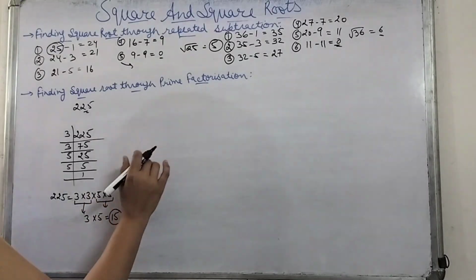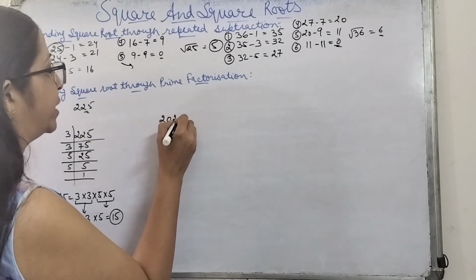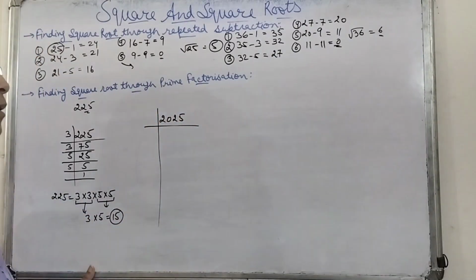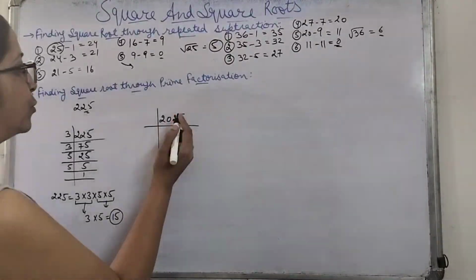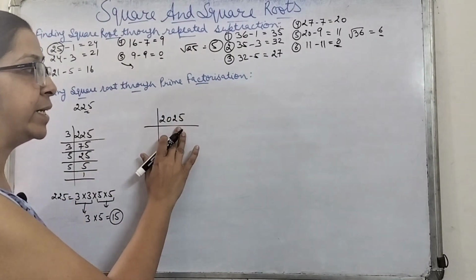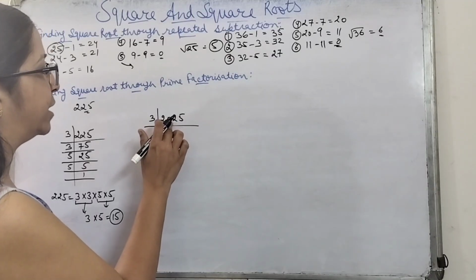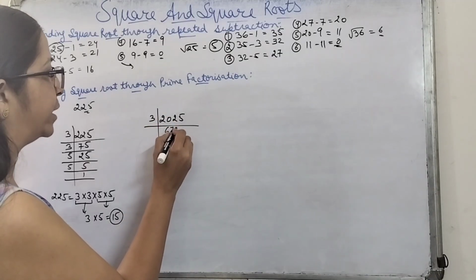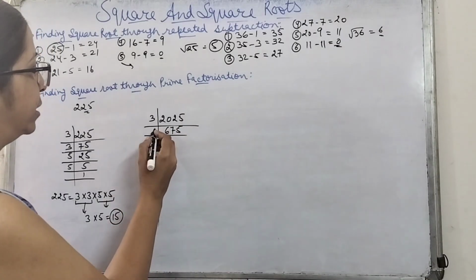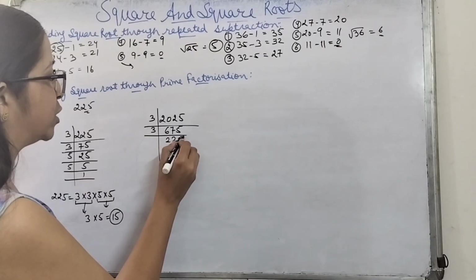Similarly, suppose we have to find the square root of 2025. Again we will be doing the prime factorization. First of all, the digits 2, 0, 2, 5 add up to 9, so again it will be divisible by 3. 3 6s are 18, then the remainder will be 2. 22, 3 7s are 21 and 3 5s are 15. Again we will be dividing it by 3. So 3 2s are 6, 3 5s are 15.